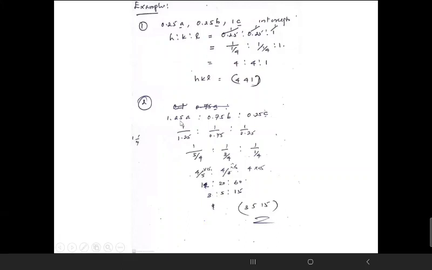Second question, 1.25a, 0.75b, 0.25c. So 1 over 1.25, 1 over 0.75, 1 over 0.25. So here you will get 4 over 5, 4 over 3, 4 over 1. So you have to multiply by a common factor, then simplify. Then you will get 3 : 5 : 15. So these are the Miller indices for these two given planes.